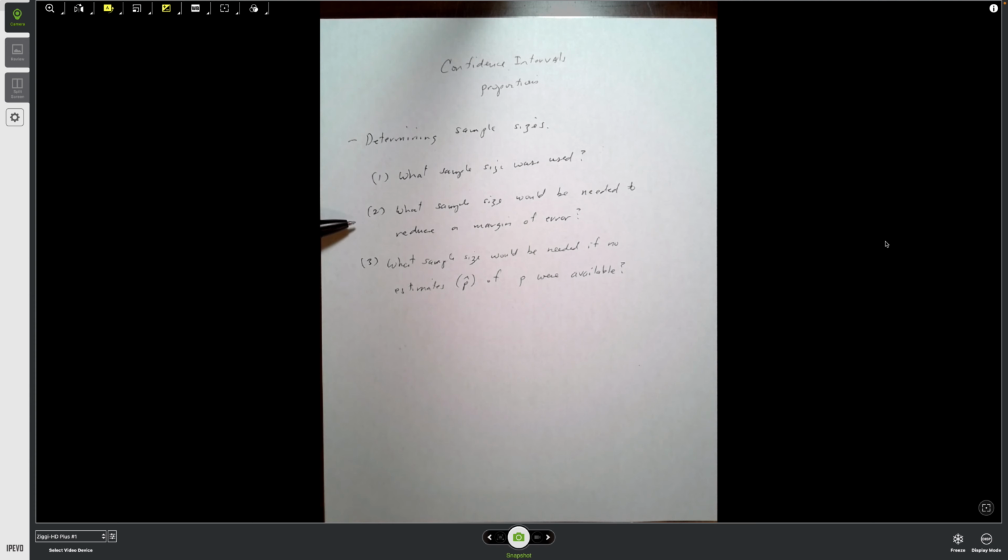The next thing we may have is a particular confidence interval where we know the sample size, but we need to know what sample size would be needed to reduce a margin of error. For example, let's say we're trying to estimate something and our margin of error is really high, maybe plus or minus 10%. Maybe we want to reduce that to 3%. What sample size would be needed to accomplish that? And of course, the third thing we may need to do is determine what sample size would be needed if no estimate, in other words, p hat, was not available to estimate the p that we're trying to get some information about.